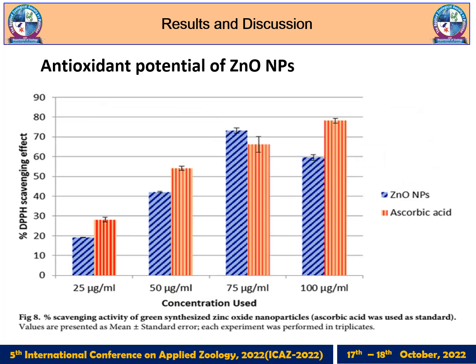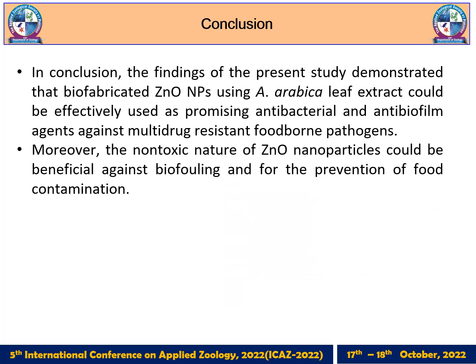For the antioxidant potential of zinc oxide nanoparticles, maximum antioxidant potential was observed at 75 microgram per ml, as you can see in this graph, in which we used the zinc oxide nanoparticles and ascorbic acid as a standard. So let's come to our conclusion.